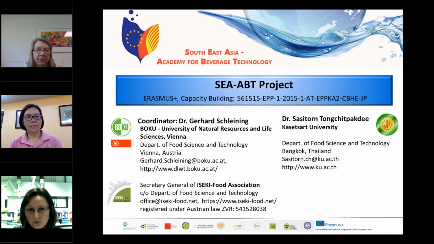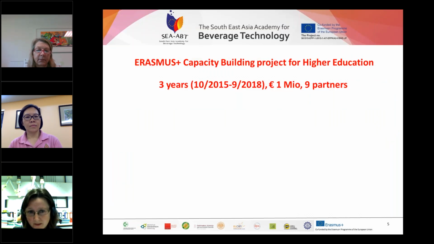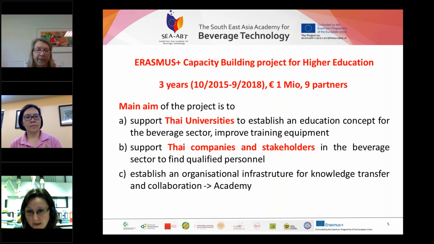To give you an introduction to the project, the SEA-ABT project is an Erasmus Plus capacity building project funded by the European Commission. It's coordinated by my university, the University of Natural Resources and Life Sciences in Vienna, by Dr. Gerhard Schleining. He's also the Secretary General of the Seki Food Association. In Thailand, the project is coordinated by Dr. Sasitorn from Kasetsart University. As I said, it's an Erasmus Plus capacity building project for higher education. It lasts 3 years. It started in October 2015 and ends this year. It has a budget of 1 million euros, and it consists of 9 partners.